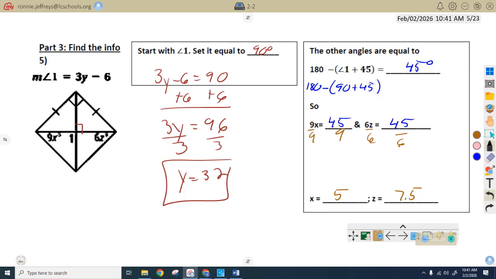All right. Are we good with number 5? Does anybody need more time? All right, moving on to the last one. We only had 6 problems.